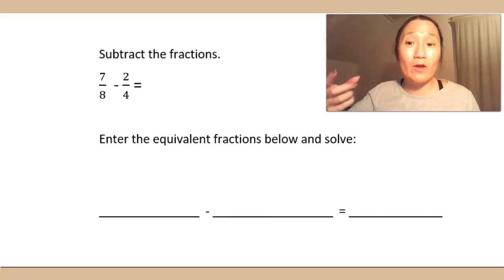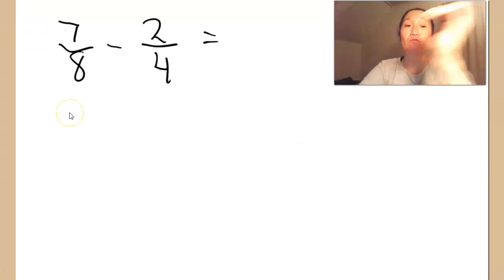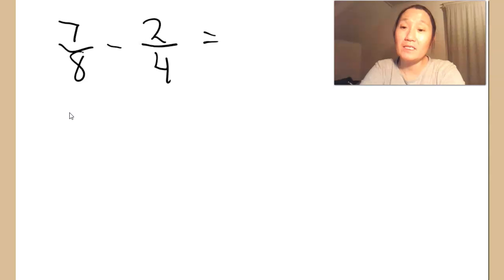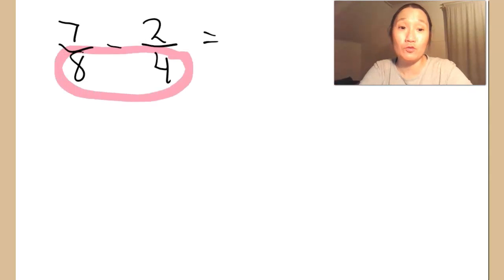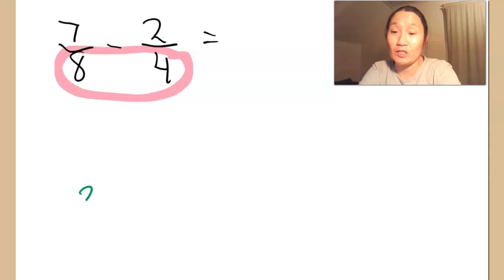Let's rewrite our problem, 7/8 minus 2/4, on our whiteboards. Let's do that real quick. So I have that written up there. So 7/8 minus 2/4. And we need to create our common denominator. To create our common denominator, we are going to multiply the two denominators together. So 8 times 4, well 8 times 2 is 16, 16 plus 16 is 32. So we're going to create 32 for the right-hand side and 32 for the left-hand side.